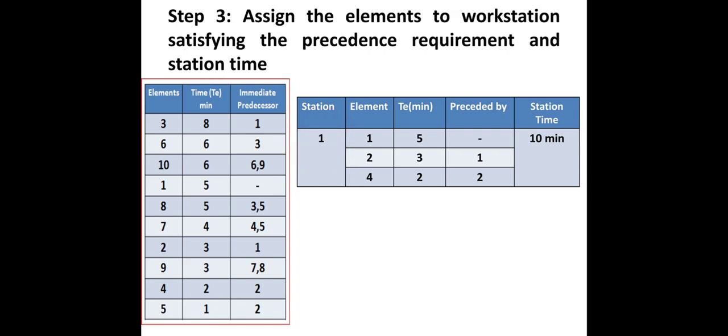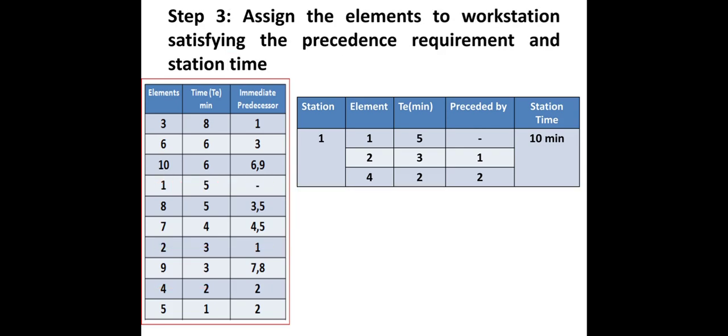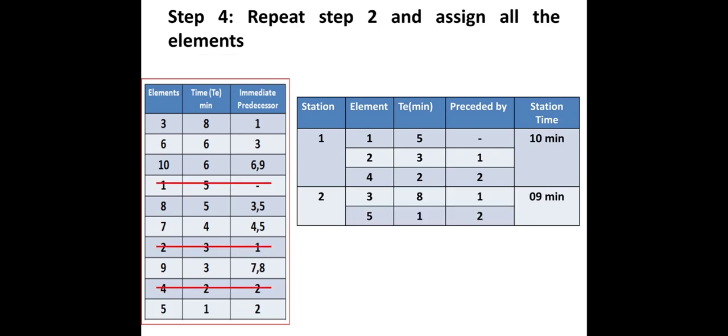Now we need to repeat step 3, that is, we need to repeat step 2, that is assigning the elements, and assign all the elements. Here also it has to satisfy the precedence constraint and element times. After assigning the elements, you need to scratch those elements so that you won't get confused. I have done it with a red line, so that for further assigning they won't be considered.